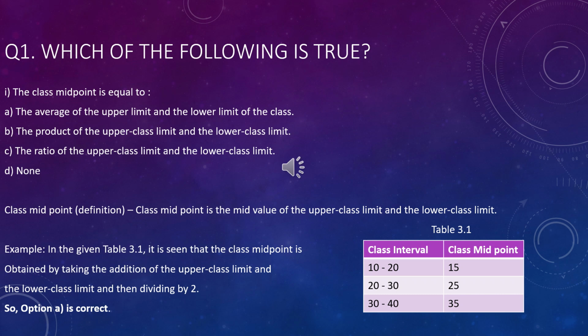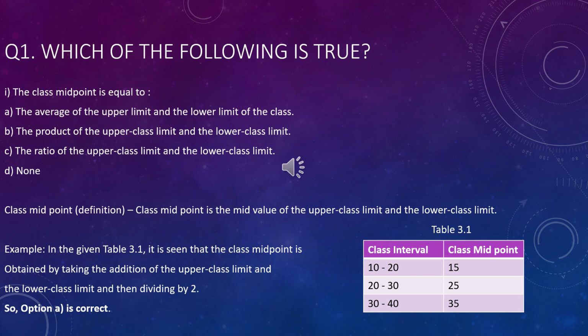The class midpoint is equal to the average of the upper limit and the lower limit of the class, the product of the upper class limit and the lower class limit, the ratio of the upper class limit and the lower class limit, or none. So we will have to understand what is class midpoint. So class midpoint is the mid value of the upper class limit and the lower class limit.